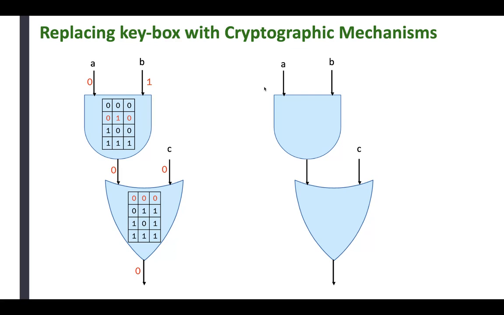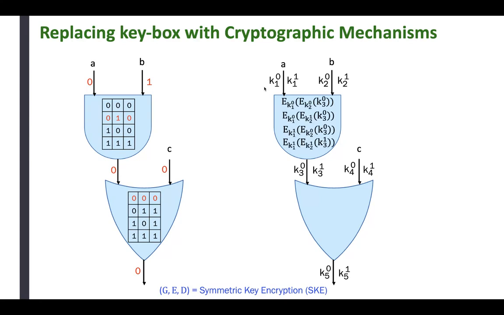Now, we're going to replace all the keys and boxes with keys for SKE and ciphertexts of the SKE. I have slightly changed the notation: G, E, and D. G is the key generation algorithm, E is the encryption algorithm, and D is the decryption algorithm appearing at the bottom of the page. And now, we are simply going to pick two keys everywhere uniformly at random from the key space. This is very important.